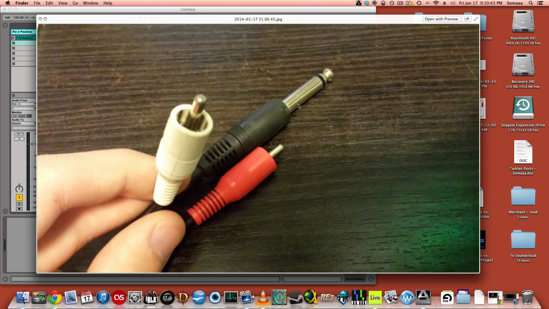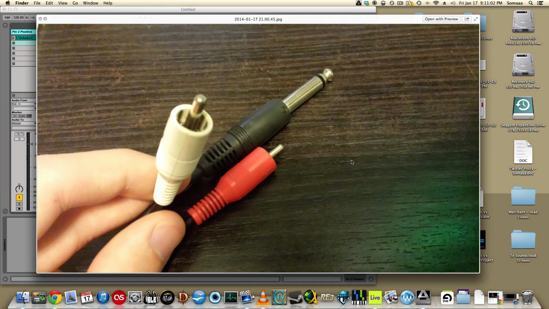if this had three sections. These cables have two connection points. One is for the audio and the other is for the ground. That's why RCA needs two, one for the audio and for the ground for the left, and the other one for the right channel.